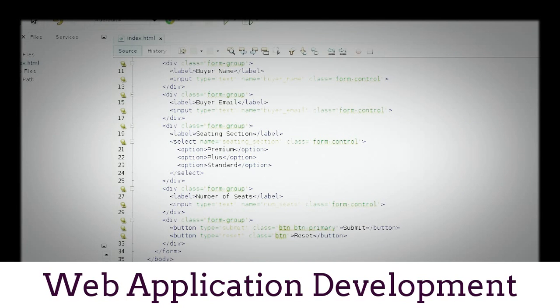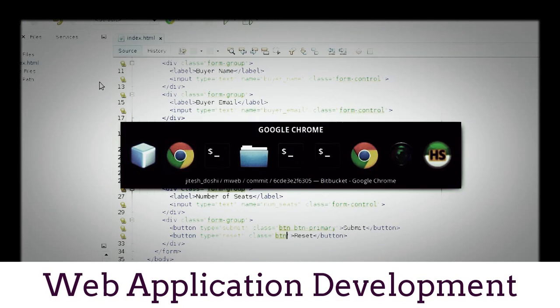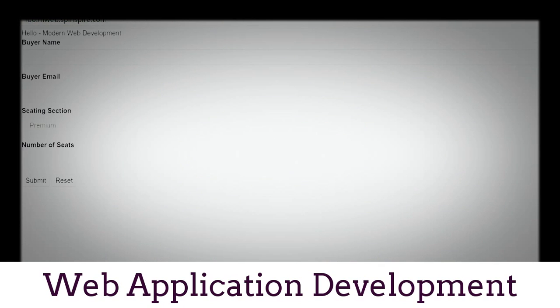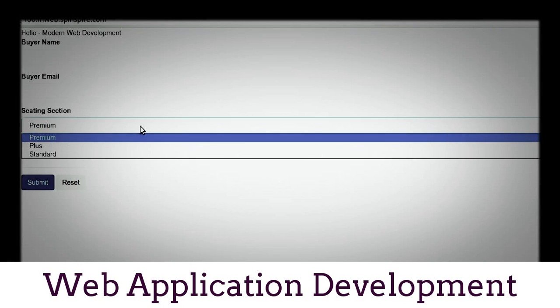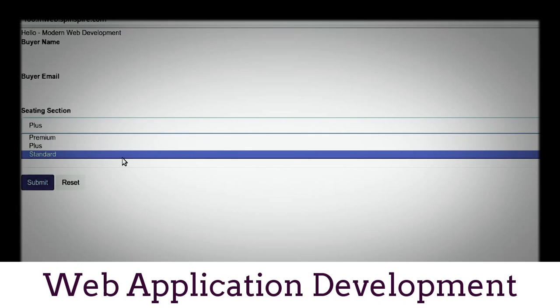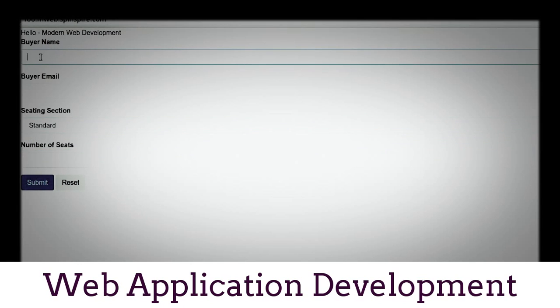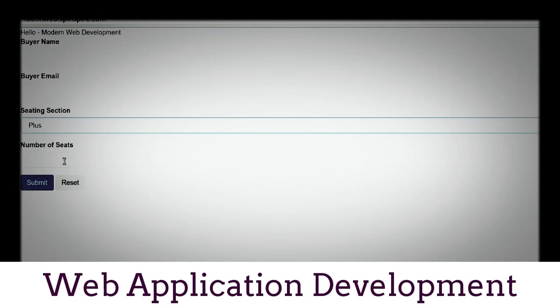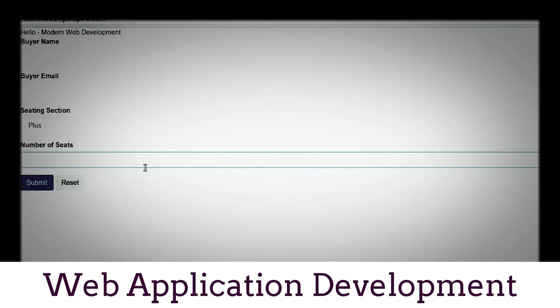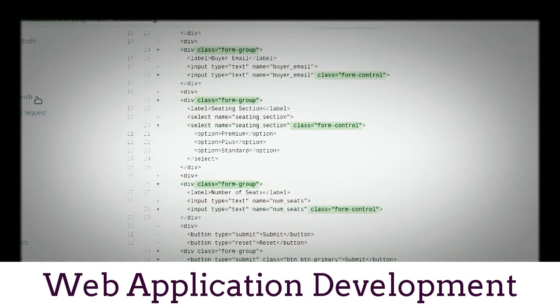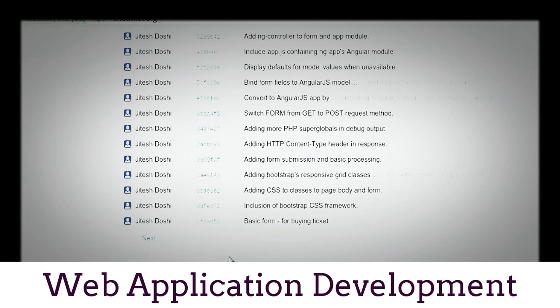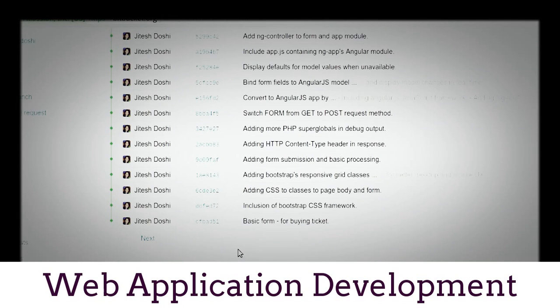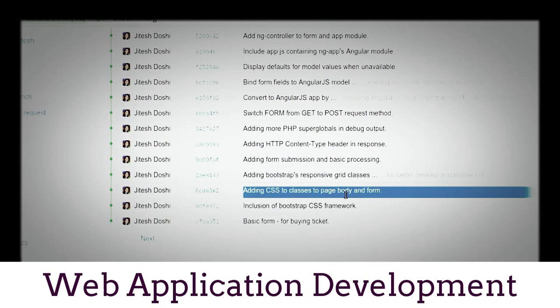That's why you see this going from dark gray to disabled. And when I refresh, look, these buttons are also nice looking now. So this is pretty decent. As you can see, this is a ticket purchase form. You give the buyer name, you give buyer email, you choose a seating section and the number of seats. Let's keep going.